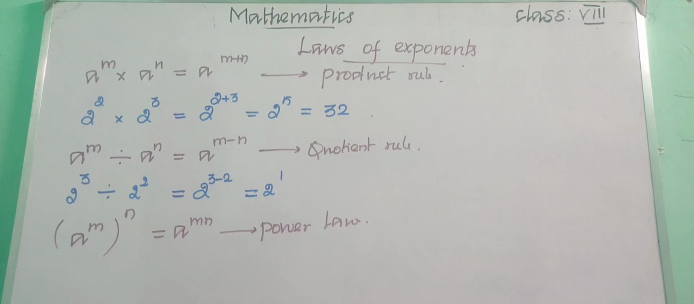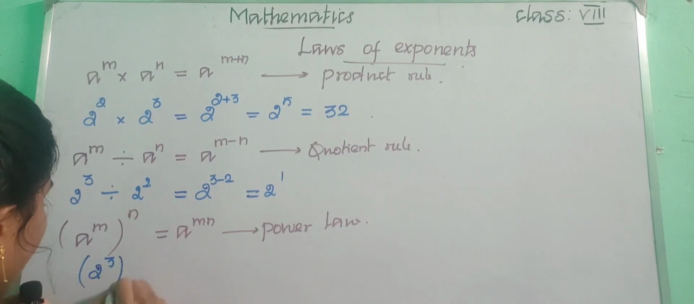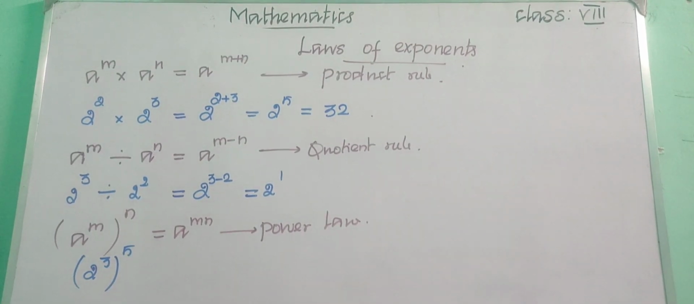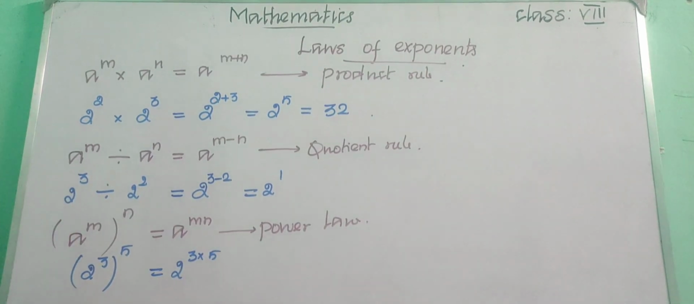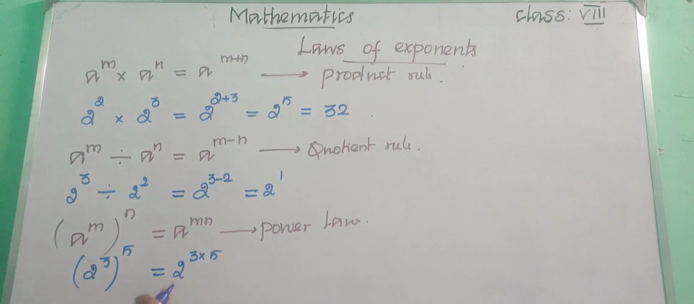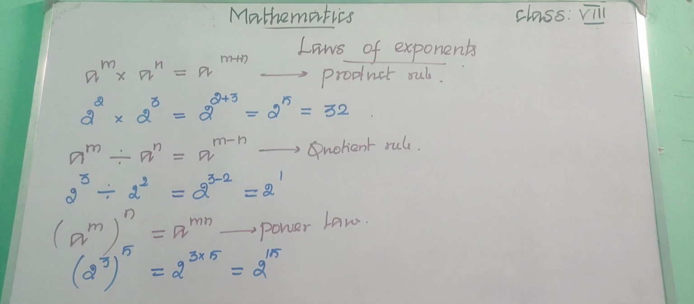Okay, children. Let us see the example for this. If we are having 2 power 3, the whole power 5, only a single base but two different powers. So 2 power 3, the whole power 5 is given. So how will you find the answer? What we need to do? We need to multiply the powers, right? So 2 power 3 into 5. How will you write the answer? 3 fives are 15. So 2 power 15 is the answer. Okay, children. So this is called power law.